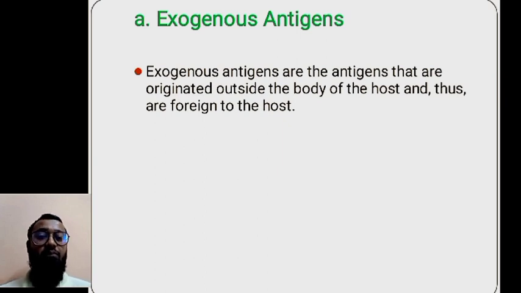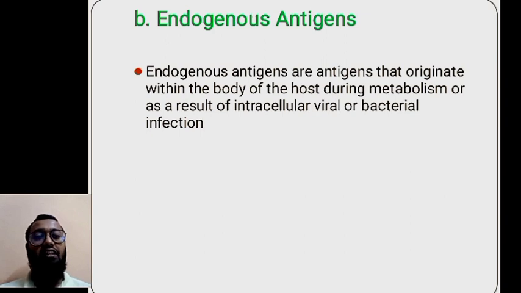Let's see the second, endogenous antigens. Endogenous antigens are antigens that originate within the body of the host, during metabolism or as a result of intracellular viral or bacterial infections. But the question remains: how are these endogenous antigens secreted by the pathogen? They have different mechanisms. When our body defense mechanism works, these parasites, viruses or bacteria secrete different exotoxins, and these exotoxins also act as endogenous antigens.